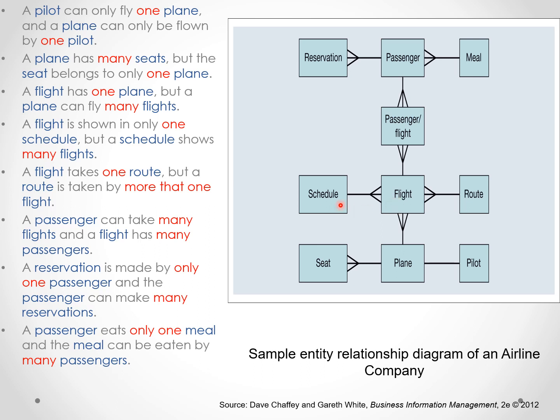Flight and schedule. If we start drawing the relationship from schedule to flights, definitely each single schedule contains many flights. As we started saying schedule, we drew the fork on the other side. And then the other side of the relationship between these two entities is that each single flight is only shown in one schedule. So that's why we drew a straight line on the other side.